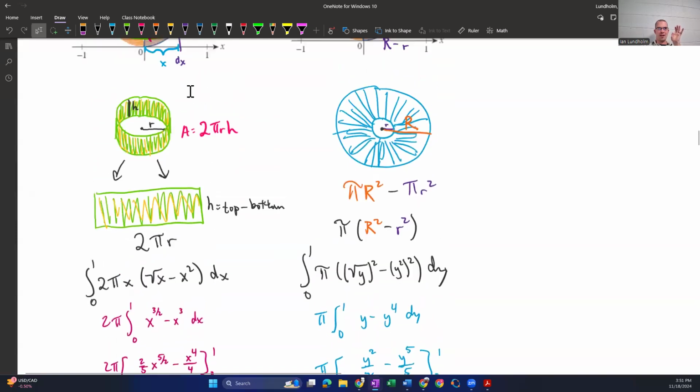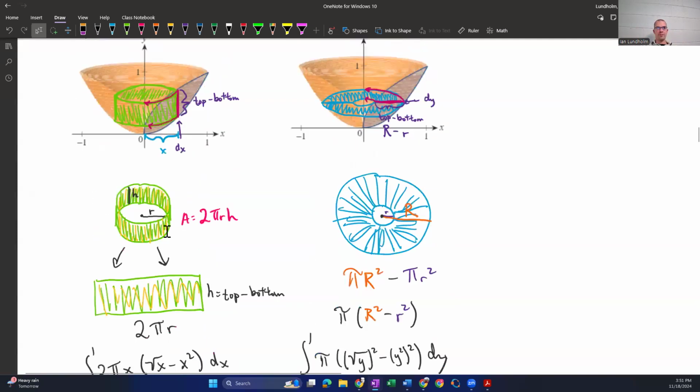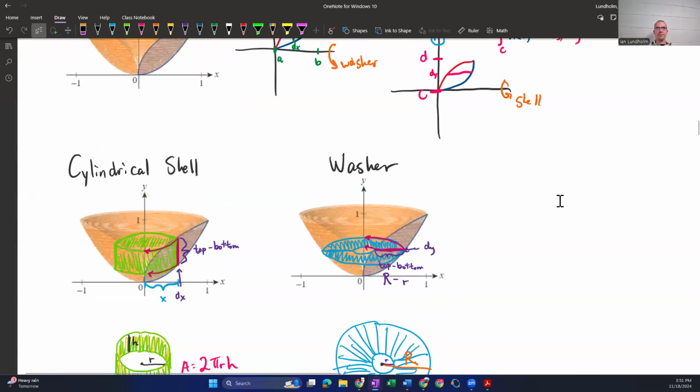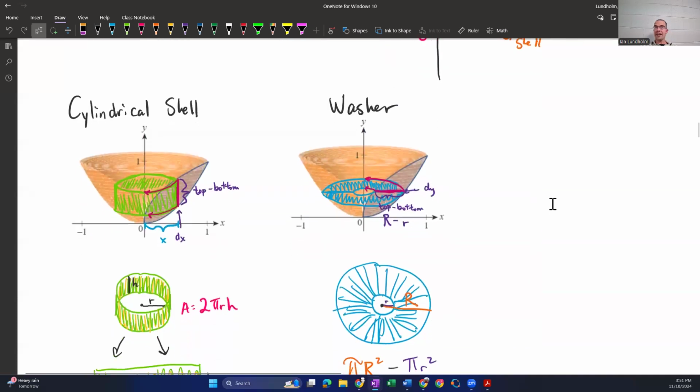It's based on the volume formula for a cylindrical shell. This is 2 times pi times the radius times the height. And that's how we create the integrand for the cylindrical shell method. On the other hand, the washer method is based off of this washer shape. And it's like a couple of concentric circles.